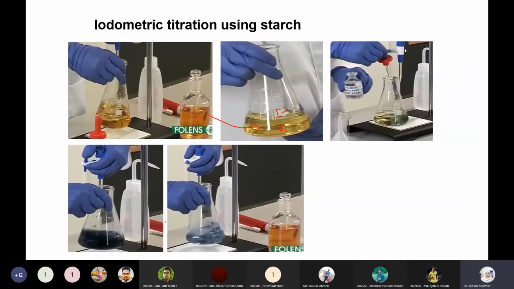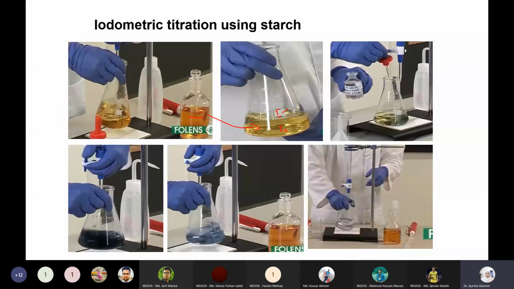As soon as you add the starch, you complete your titration by adding thiosulfate drop by drop. And you can see the color is fading. It will give you a very sharp endpoint. You can see with 1 drop, it will be colorless. Okay, so you are done with your experiment.